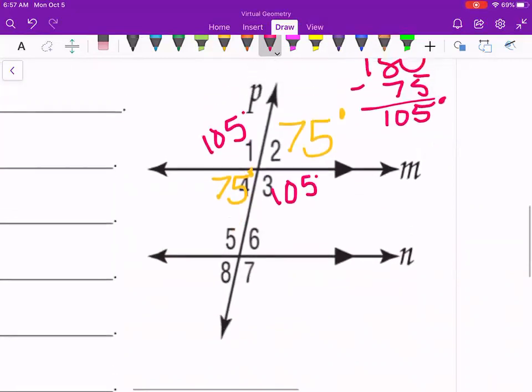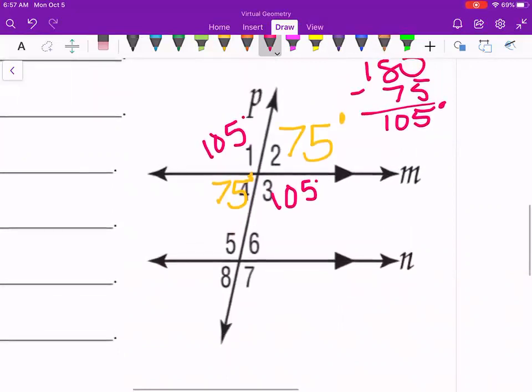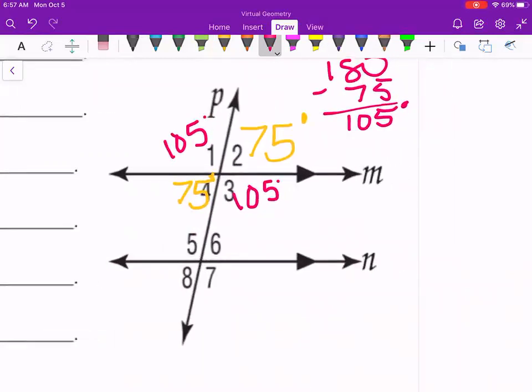Now, here's the beauty of corresponding angles and all your other angle pairs. If I know one of these values, I automatically can figure out the other 7. Because angle 2, like we said earlier, is corresponding with angle 6 because they're in the exact same position. And since I know they're congruent, I can copy that 75 down. So angle 6 also has to be 75.